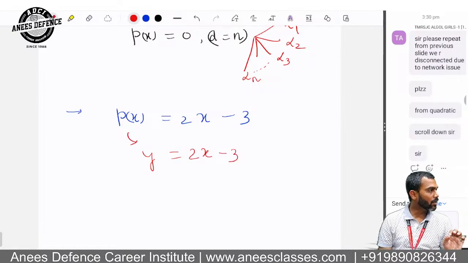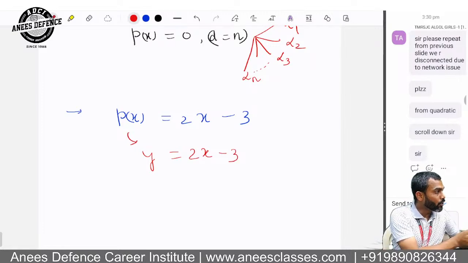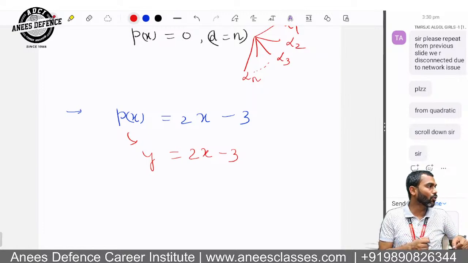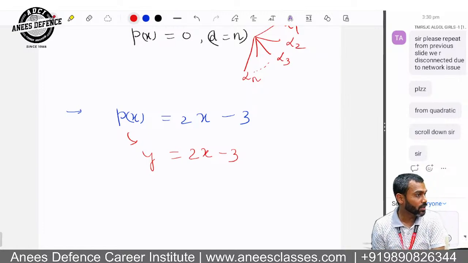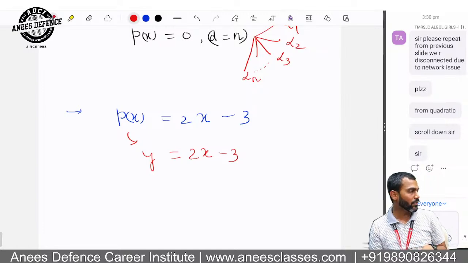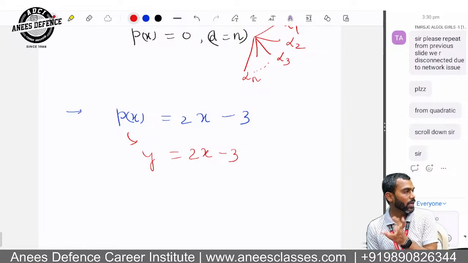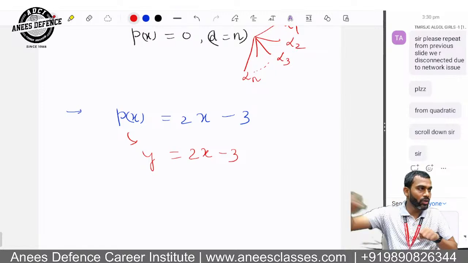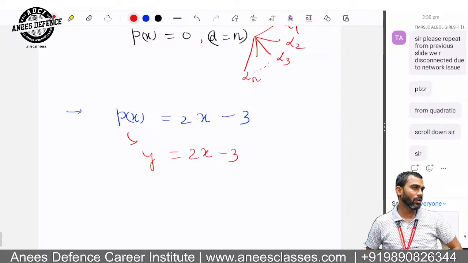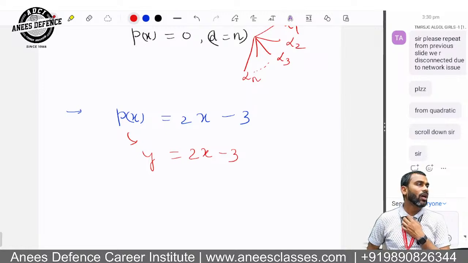P of x means nothing but it will store output if you put different values of x. Yes or no? It is a linear function. So p of x is nothing but y. If you put x is equal to 1, what will you get? 2 minus 3, minus 1. So that is one of the points. If you put x is equal to 0, you'll get 0 comma minus 3. So now join these 2 points, a straight line will be formed. Yes or no? I hope it is clear.